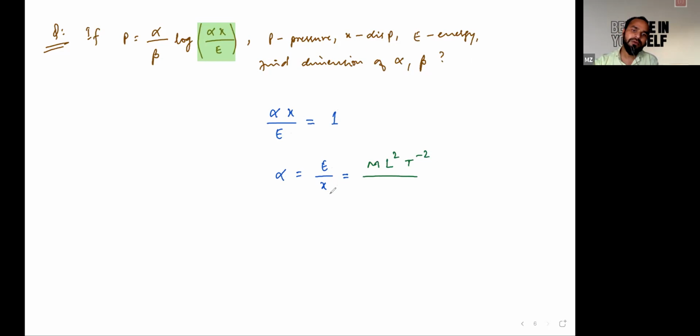Similarly, dimension formula for x, which is length or displacement. Now we have L to the power 2 in numerator and L to the power 1 in denominator. So they are in division, so the power would subtract. So we're left with L raised to the power 1 and T raised to the power minus 2.